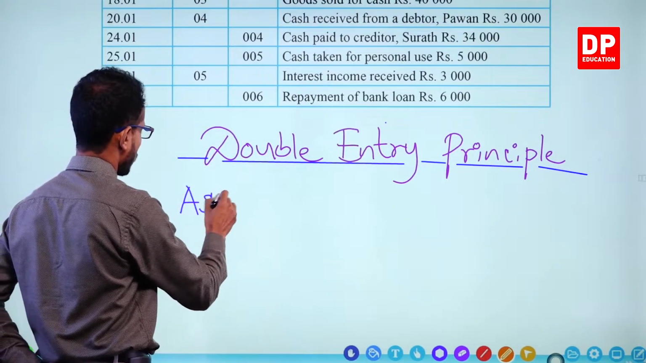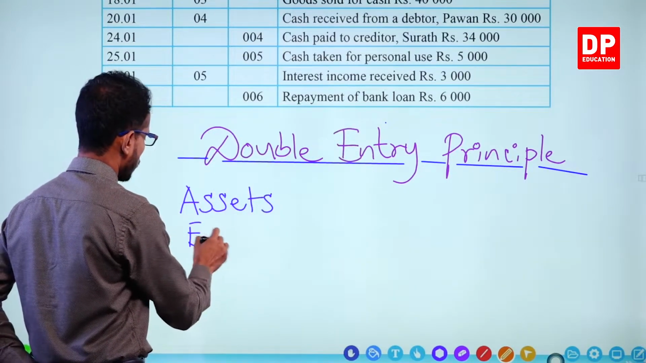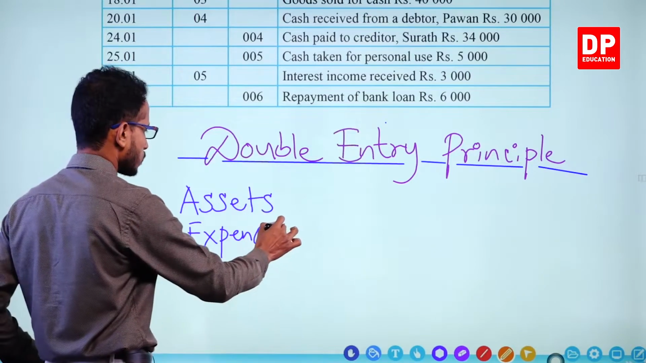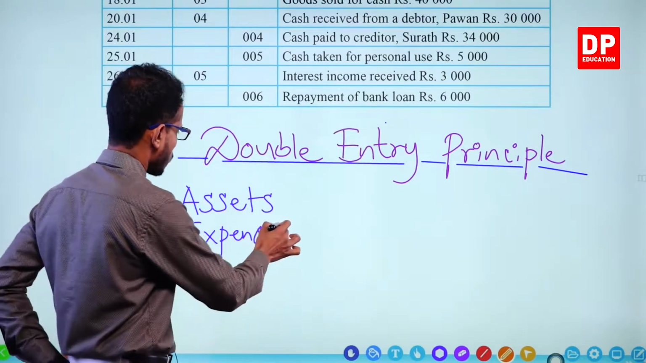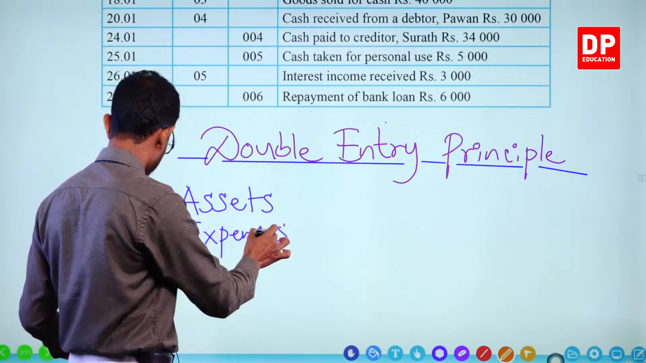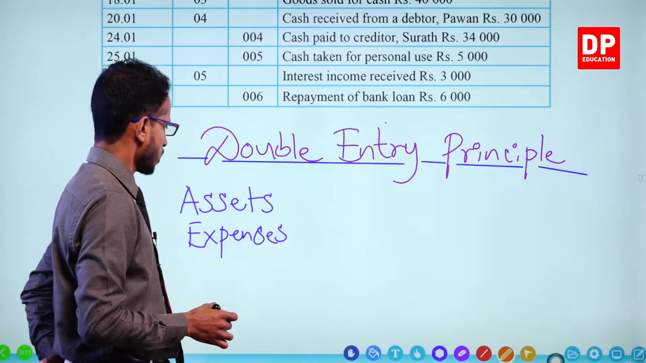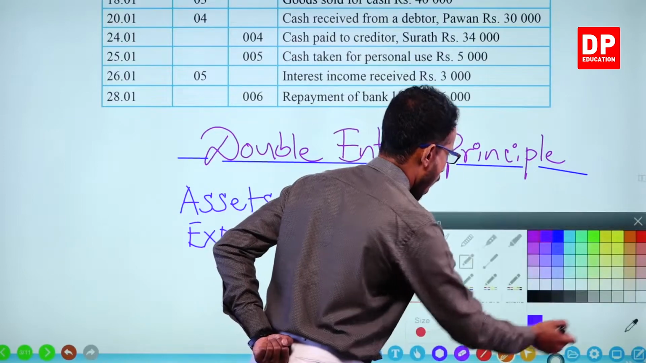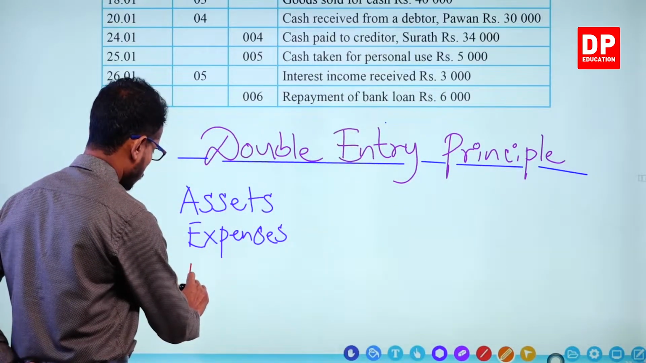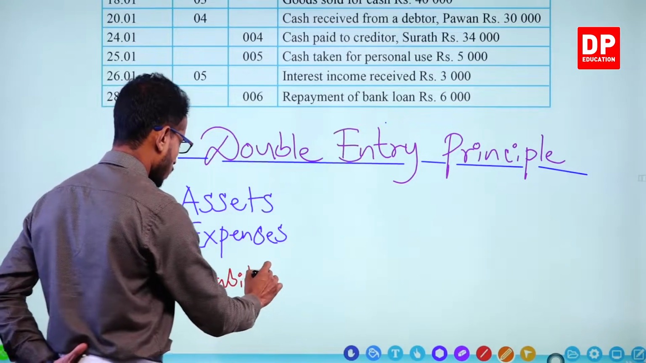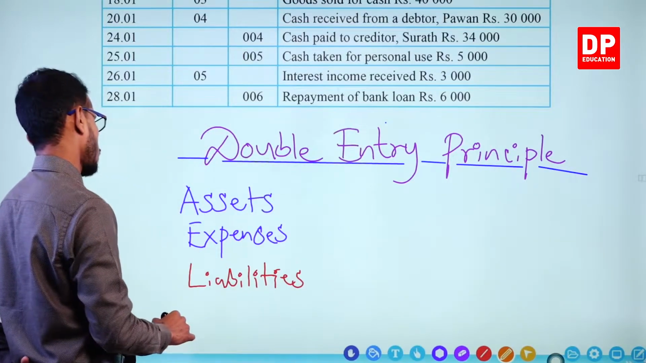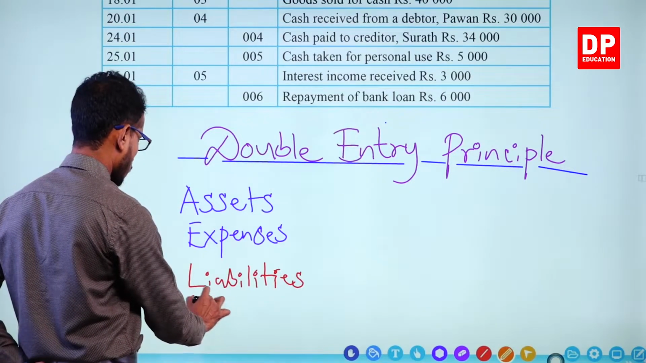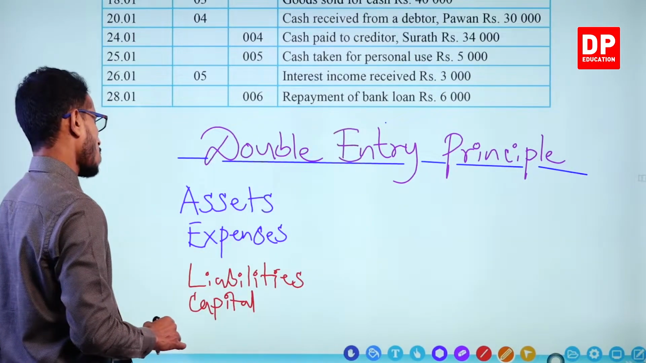Assets and expenses together. Liabilities, capital, and incomes together.